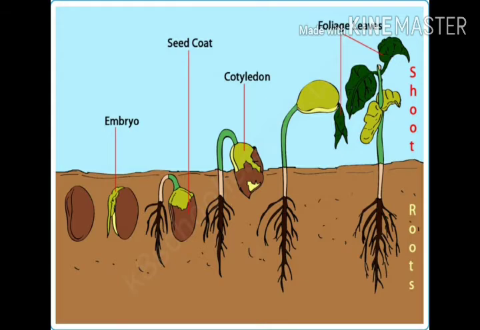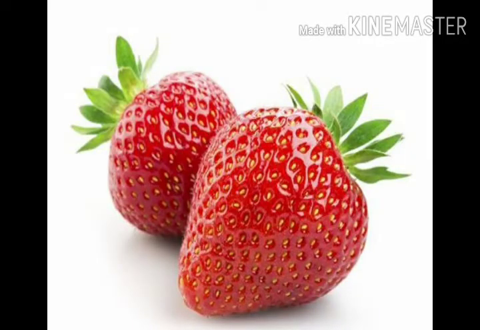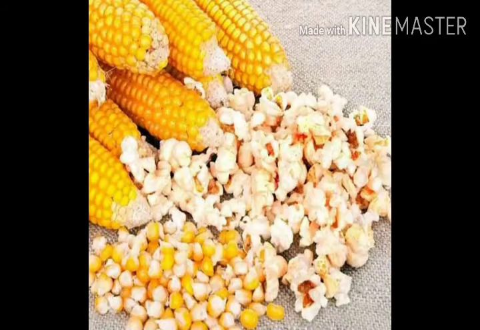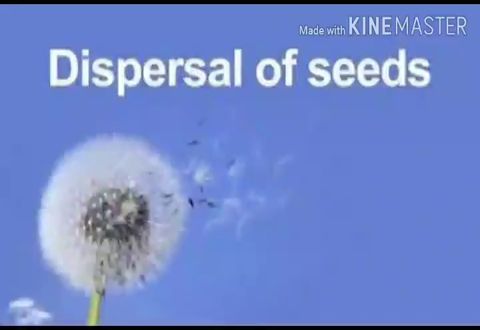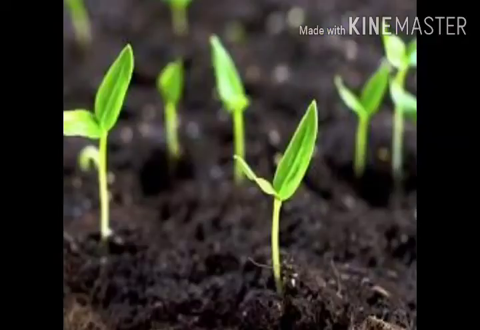The process of the growth of the baby plant from the seed into the young plant called the seedling is termed as germination. Did you know strawberry is the only fruit which has seed present on the outer surface? Popcorn are the seeds of maize plant which explode on being roasted.